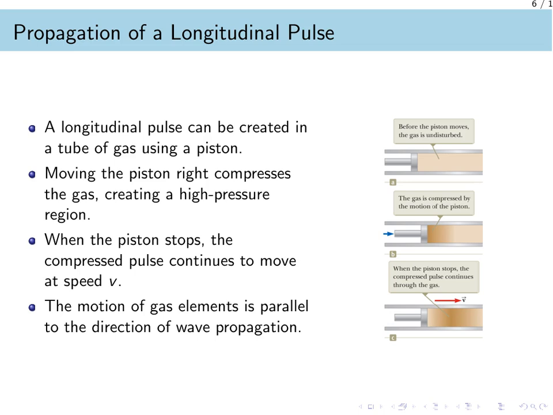Let us look at how a longitudinal pulse propagates. Imagine a long tube filled with gas and a piston at one end. Initially, the gas is undisturbed and at a uniform density. When we quickly move the piston to the right, it compresses the gas directly in front of it, creating a region of high pressure. Even after the piston stops moving, this compressed pulse continues to travel through the tube at a specific speed, v. Throughout this process, the individual gas elements move back and forth parallel to the direction that the wave pulse is traveling.